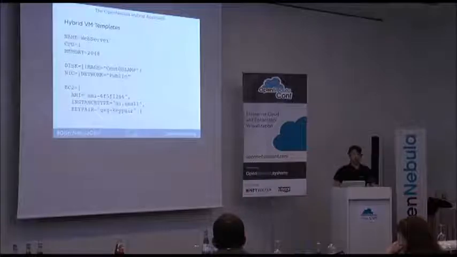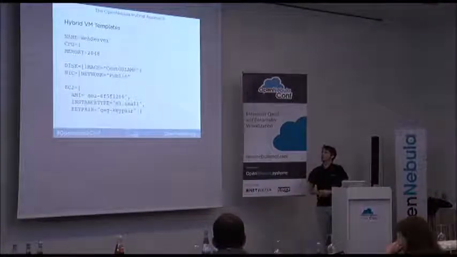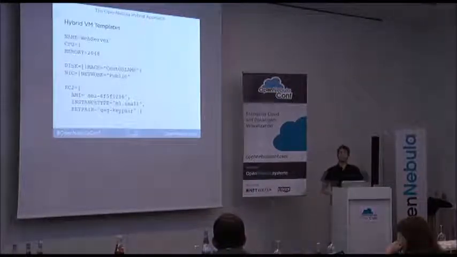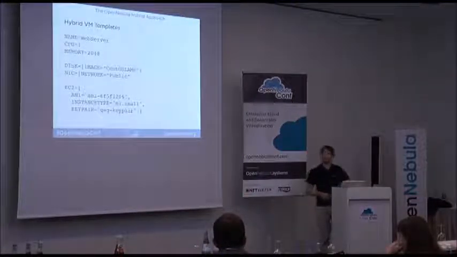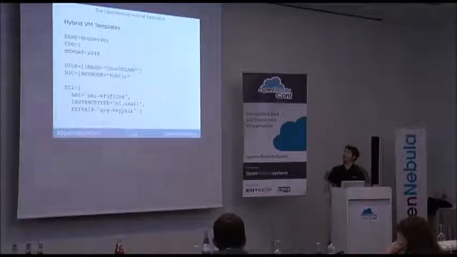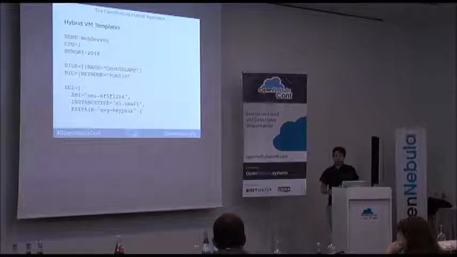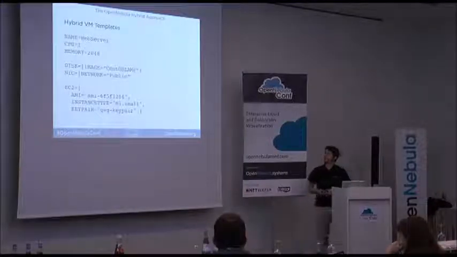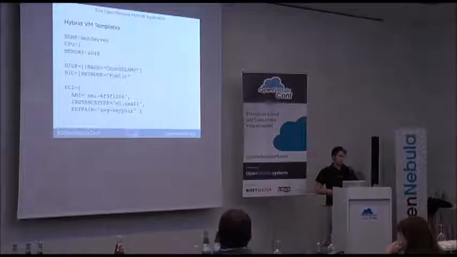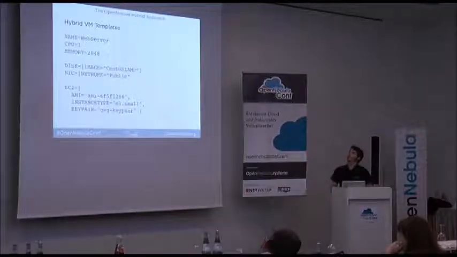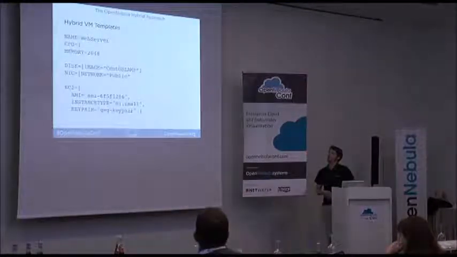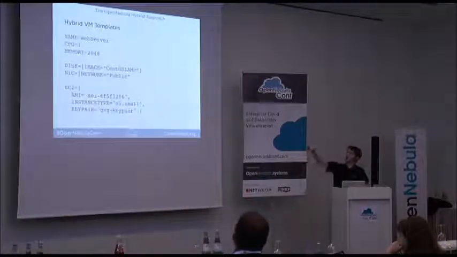So if OpenNebula is trying to place this template into a local KVM hypervisor, it knows that it has to copy that image and link that virtual machine to this network interface, and you have your web server running locally. But if OpenNebula doesn't find any spare place in your local infrastructure, it will try and go to another host, maybe the public EC2 host. So it will use that section of the template.